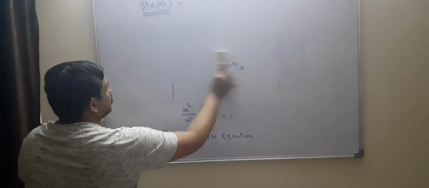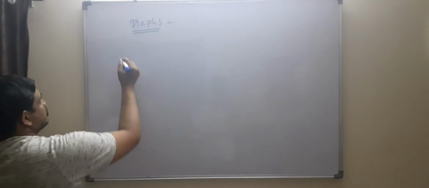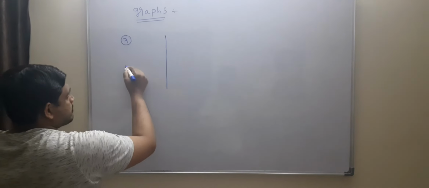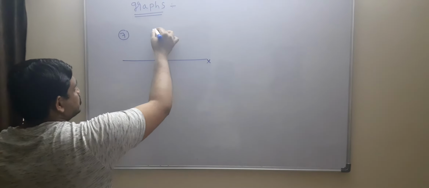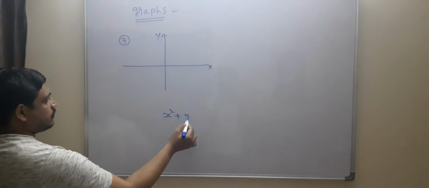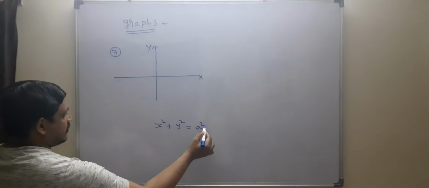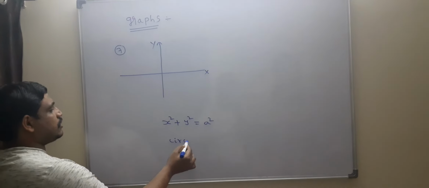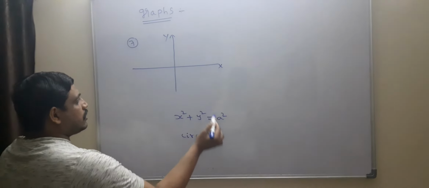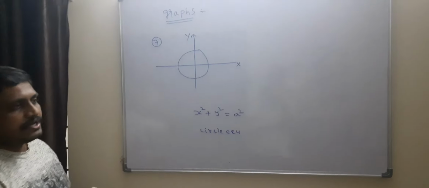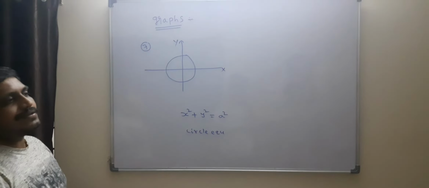Next, Nana, graph 7. Look here. This is the x-axis. This is the y-axis. The final equation we get is x square plus y square equal to a square. In mathematics, this is called the circle equation. This is the shape of the graph. x square plus y square equal to a square is called the circle equation.